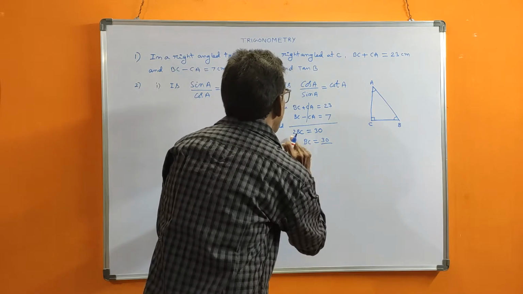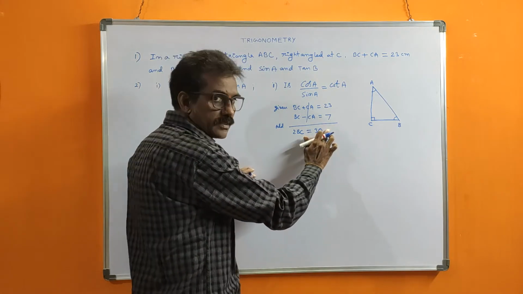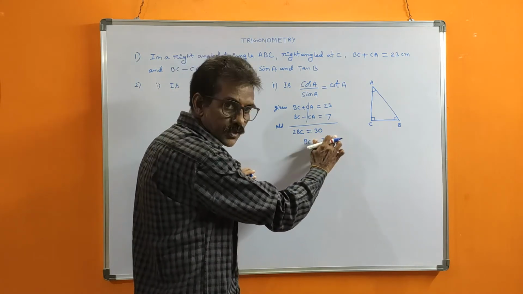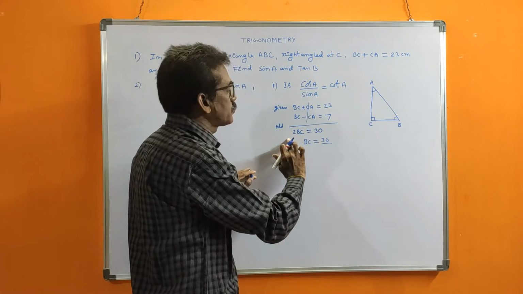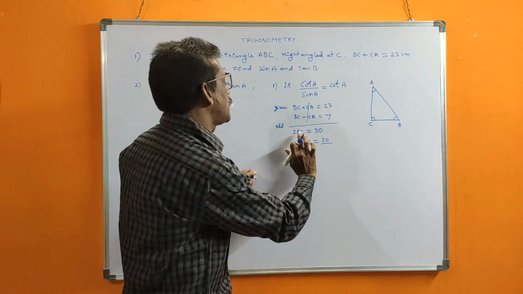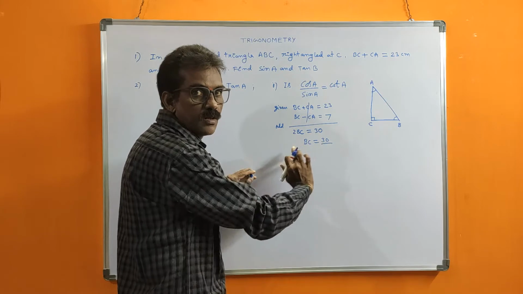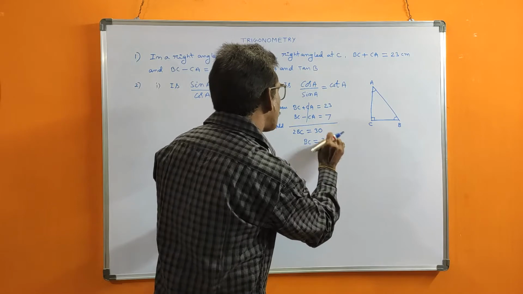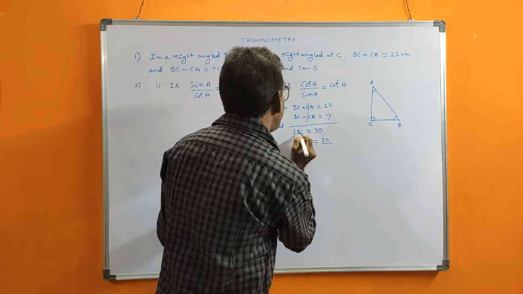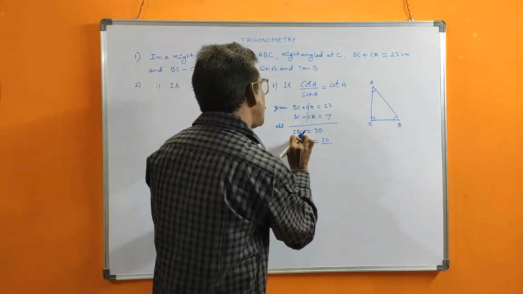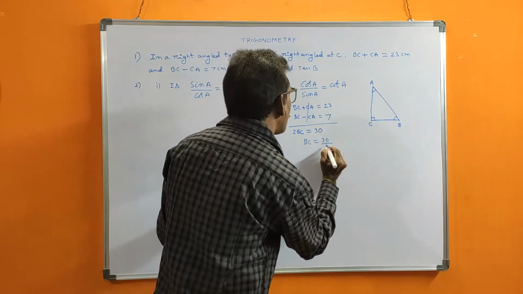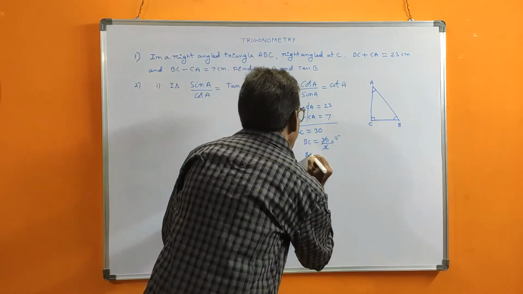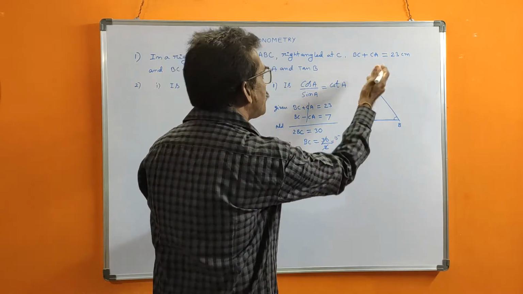This 2 comes to the other side. For an equation, when something moves from one side to the other, multiplication becomes division, division becomes multiplication, plus becomes minus, and minus becomes plus. See, this 2 is coming from LHS to RHS. It is multiplying BC, so on the other side it divides. So it comes down: 2 15s are 30. So BC is equal to 15 units.